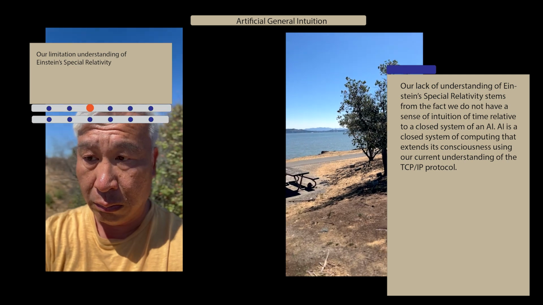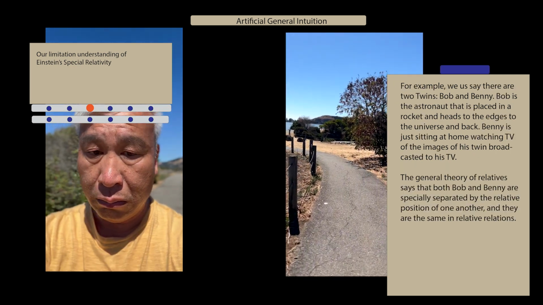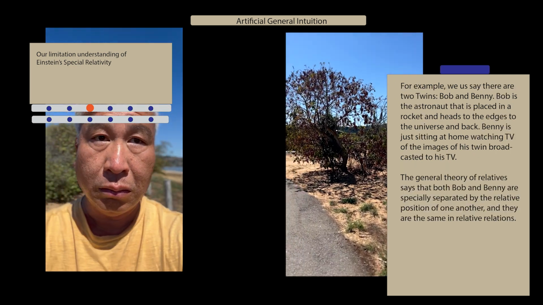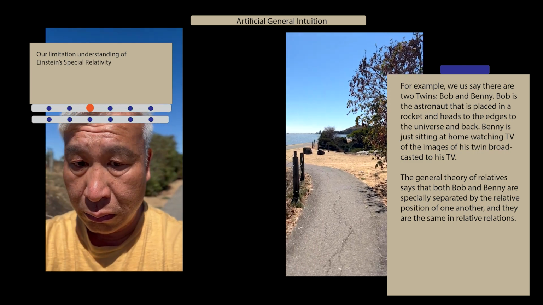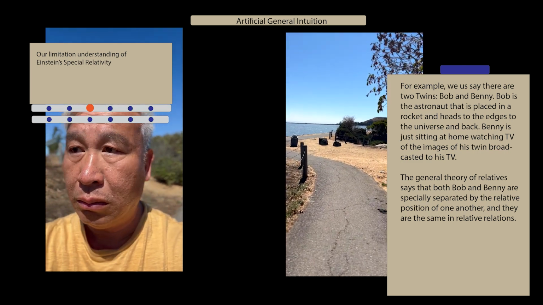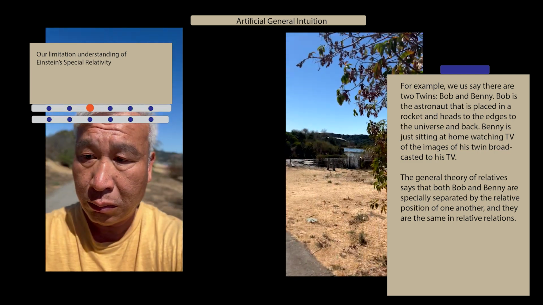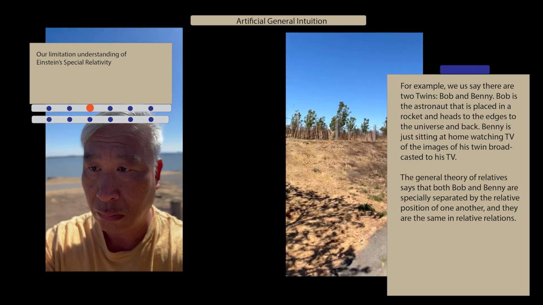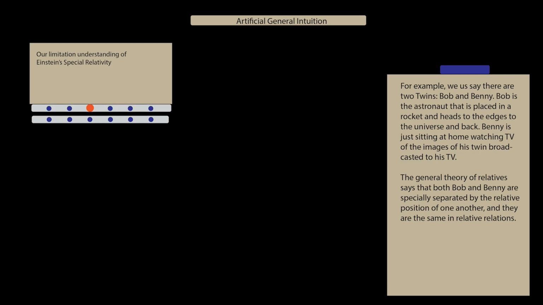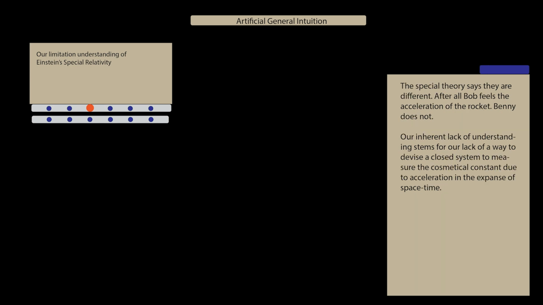For example, say there are two twins, Bob and Benny. Bob is the astronaut who is placed in a rocket and heads to the edge of the universe and back. Benny is just sitting at home watching TV, watching images of his twin broadcast to his TV. The general theory of relativity says that both Bob and Benny are spatially separated by the relative position of one another, and they are in the same relative relationship.